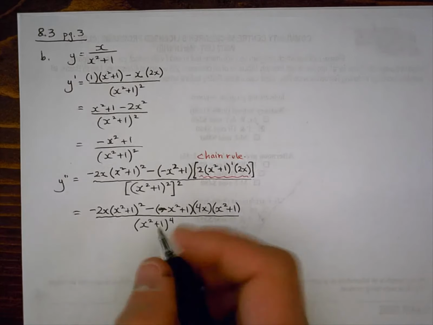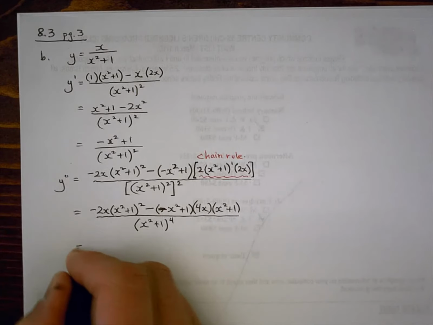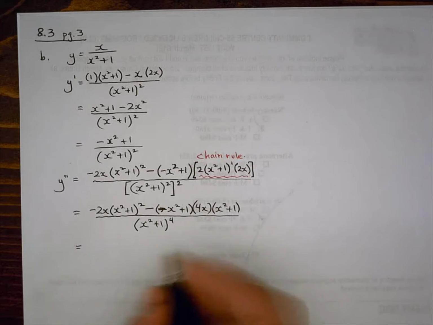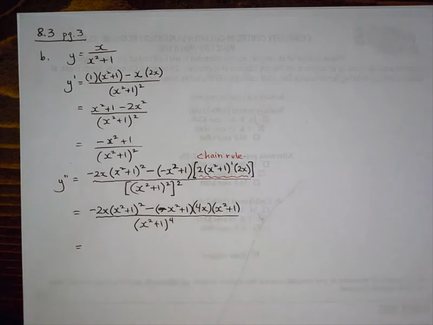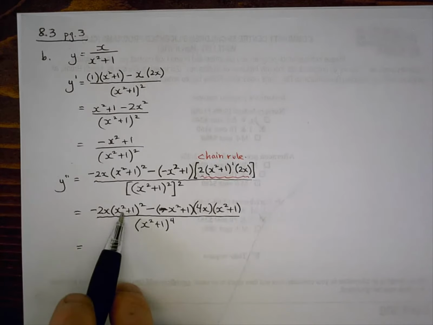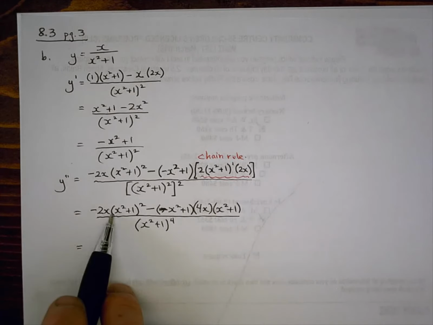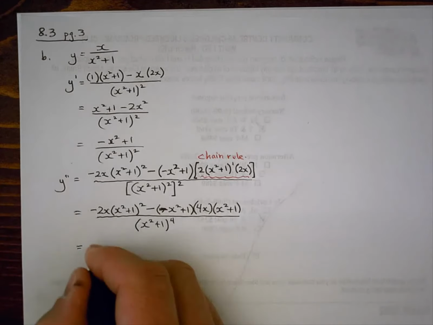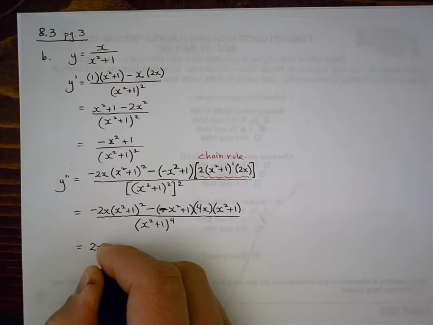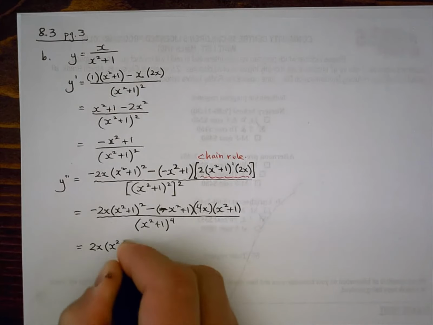Okay, now remember my trick here, and this is a nice thing, the one saving grace about the quotient rule for the second derivative. You can factor out x squared plus 1. Actually, I can also factor out an x from the numerator, and I can factor out the number 2 from the numerator. So I'm going to factor out 2x times x squared plus 1.